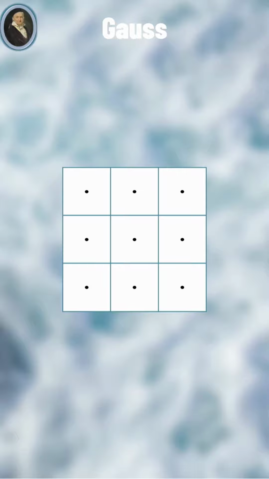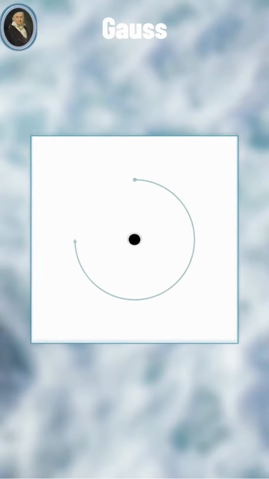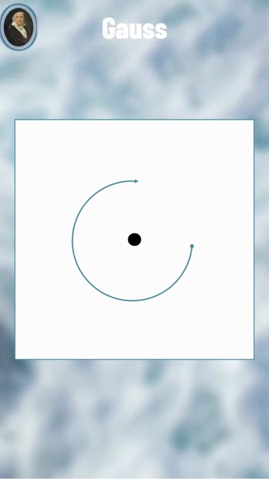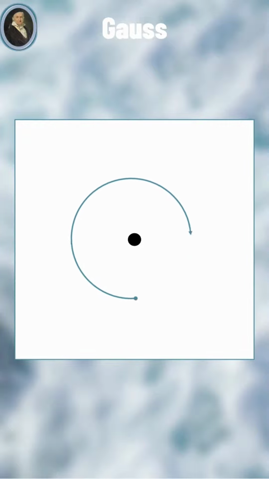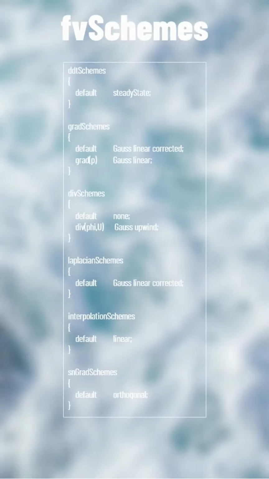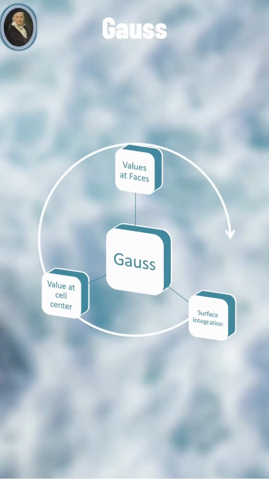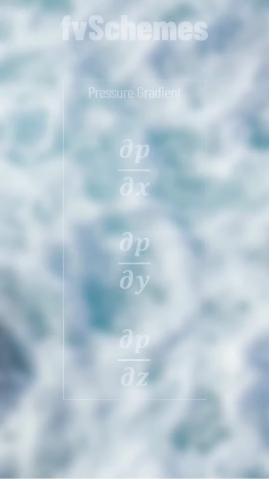The Gauss keyword tells OpenFOAM to use a particular approach based on the Gauss theorem to approximate the value of a quantity, like a gradient or a divergence, at the center of a cell, using the values at the faces of the cell. Gauss theorem effectively allows us to integrate the quantity over the surface of the cell instead of calculating something directly inside the cell. So in essence, you take the values at faces, perform surface integration, and get the values at the cell centers.